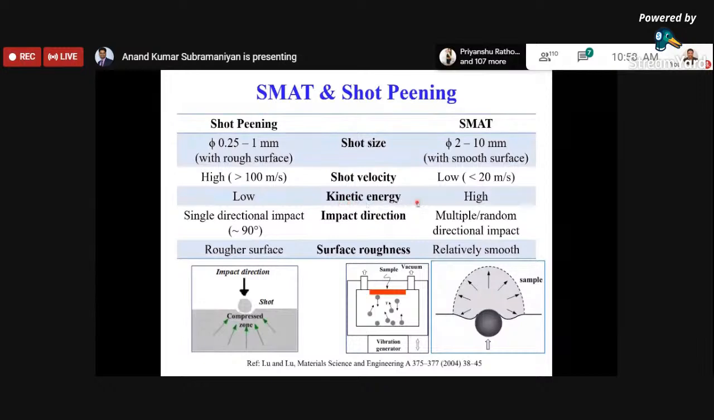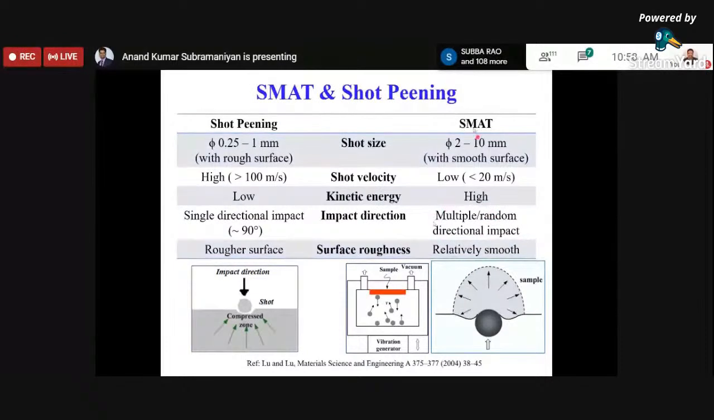And if you look at the kinetic energy which will be obtained, in the case of SMAT, since we are using a much bigger ball, we will obtain a higher kinetic energy, which is responsible for generating the severe plastic deformation. In the case of shot peening, it will be slightly lower because of the small size of the balls that we are using. And in terms of the impact directions during processing, in the case of SMAT it will be multi or random directional impact, which is one of the very key aspects of this SMAT process.